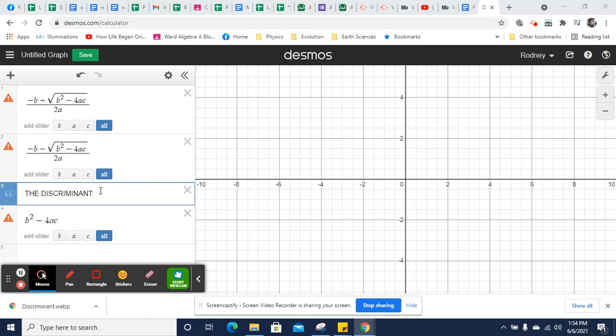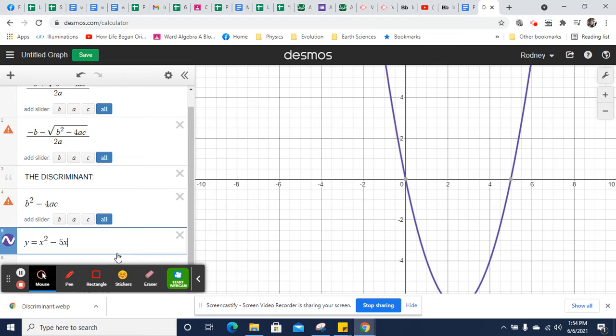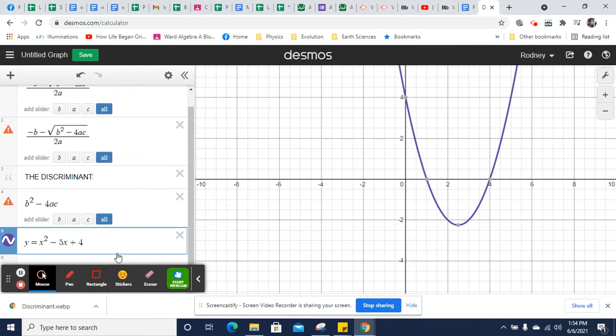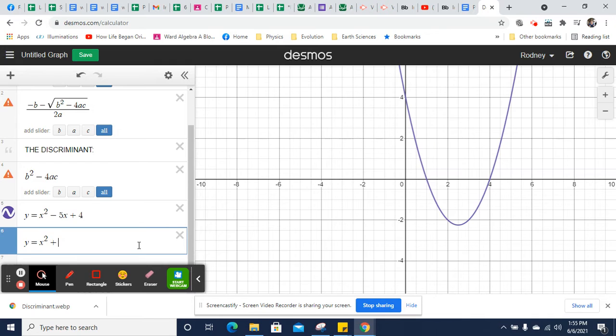So you could have a quadratic. I'll give some examples here. You could have a quadratic y equals x squared minus 5x plus 4, and that's going to have two x-intercepts. You can see it goes to the x-axis twice. We can also have another one, y equals x squared plus 6x plus 9, and that only touches the x-axis once. That happens to be a perfect square.